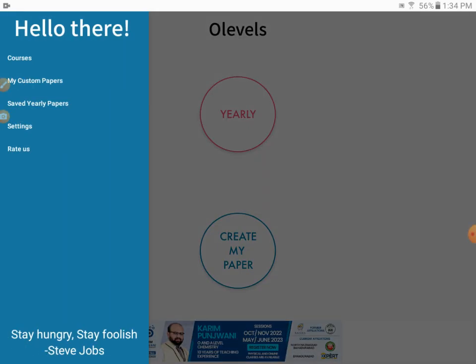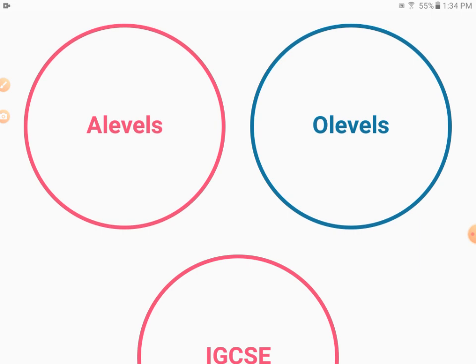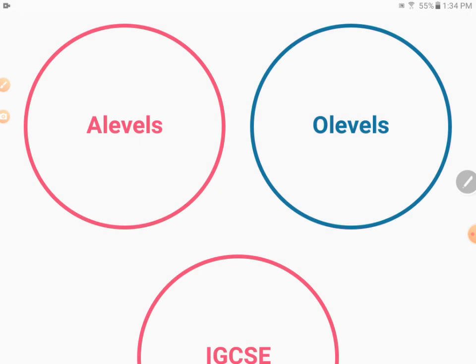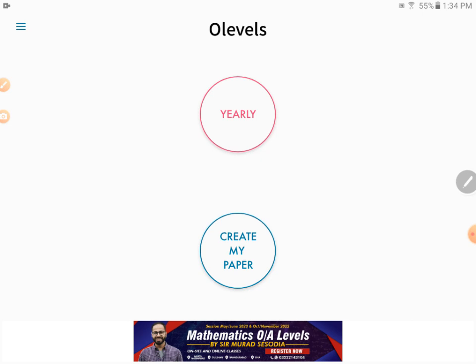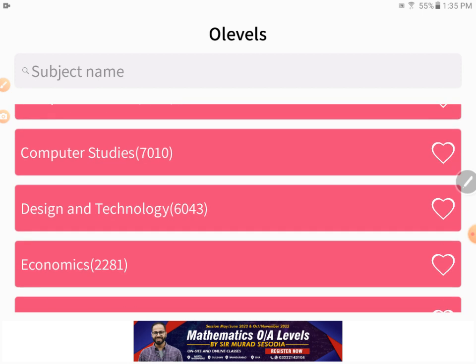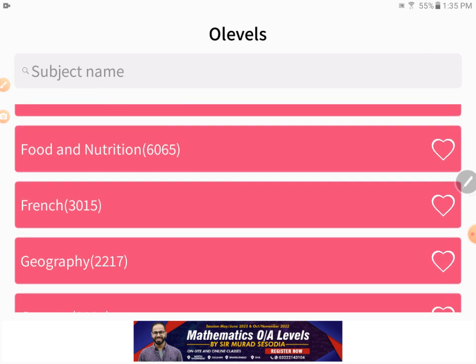If we go over here, you will find courses. You will be able to access A level papers, O levels and IGCSE. So if you are an O level student, you can go to the yearly section. You can find various subjects over here, as you can see on the screen.